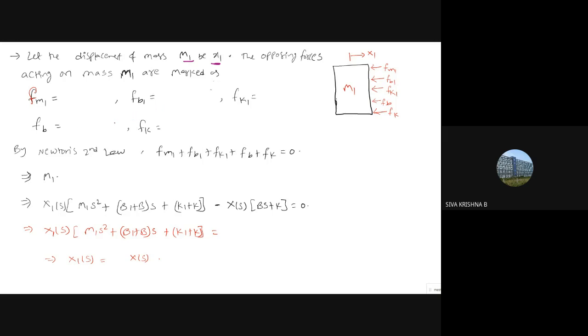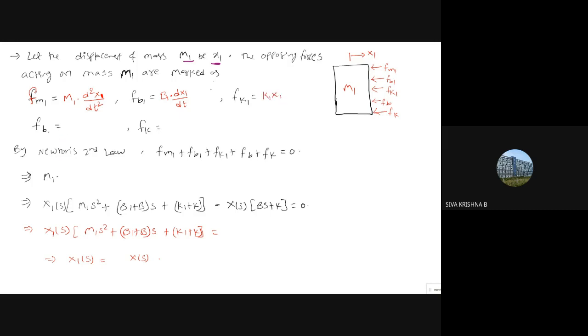Yes, respond at least one. M into second derivative. That is m suffix 1 here, that means mass 1, so we'll write it as m1. And its second derivative means d square x by dt square. It is x1 displacement here. That is mandatory. Next, for b, it is a single derivative: b1 into dx1 by dt. And for spring, it is simply constant k1 x1.